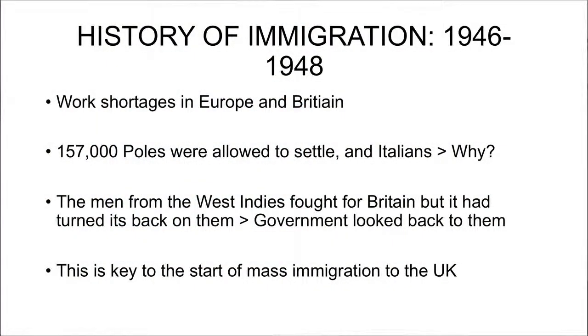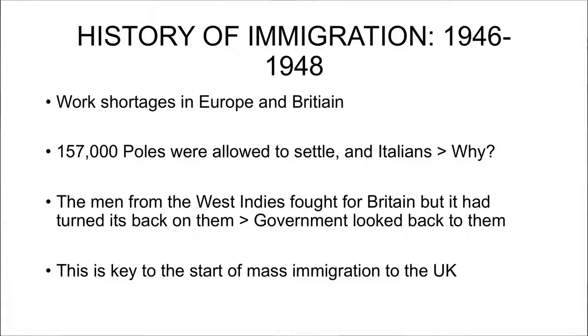So here we are in 1946. Once again, we see work shortages in Europe and Britain. And so there was the idea that Polish people could come and be allowed to settle, and Italian people, but not more black and Asian people. Why? Racism, plain and simple.